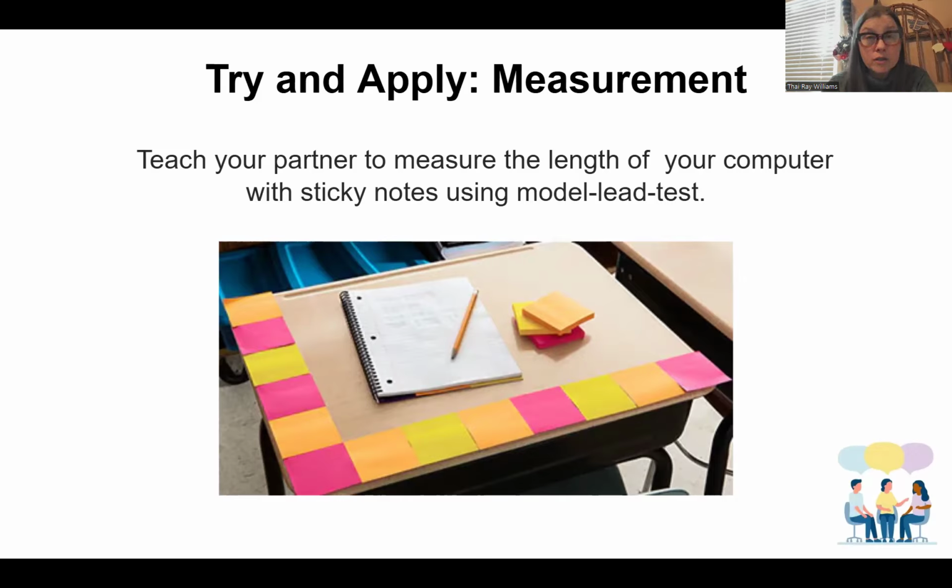But there is also a lot of learning in making mistakes. I am a firm believer that mistakes are a-okay, and that is actually one of the most fertile grounds for learning if you think of it that way. If I make a mistake, that is such fertile ground for me to learn, right? So again, go ahead and stop and do a try and apply with measurement.